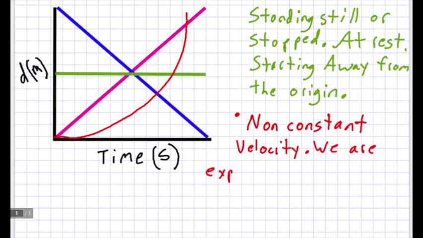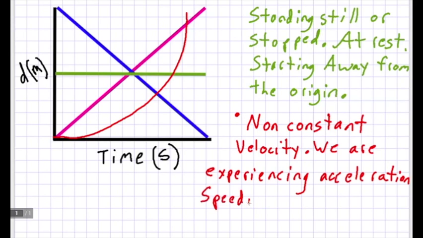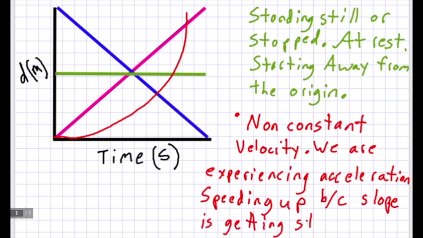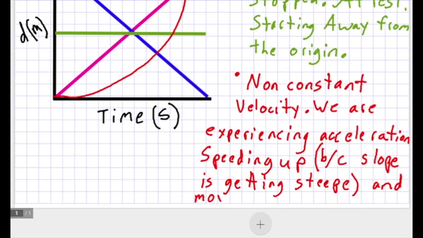A changing velocity means that we are experiencing acceleration. We would say that the motion of this line is speeding up because the slope is getting steeper and steeper as time goes on. This makes sense because we said that velocity is the slope. If the slope is getting steeper and steeper, that means that our velocity is getting faster and faster, which means we must be speeding up. Because our line is moving upward, our distance is increasing. Therefore, we are moving away from the origin.